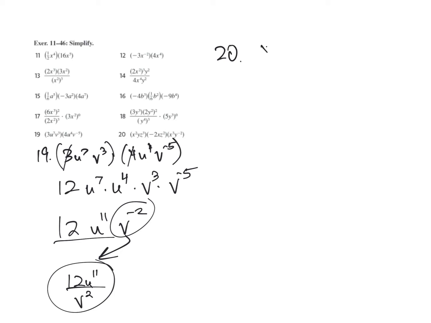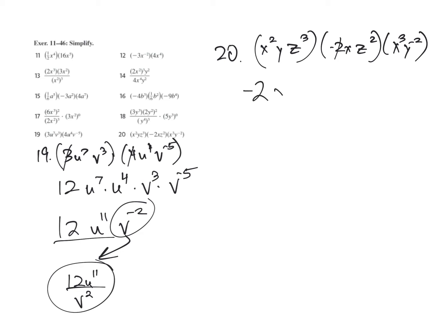Number 20 is x squared y z cubed. Nothing to do with that. Negative 2x squared and x cubed y to the negative 2. So no exponents on the parentheses. You don't need the parentheses. It's all multiplication, so let's rearrange everything. We have a negative 2, and now our x's. x squared times an x cubed. Make sure we get all those. Times a y to the negative 2 times z cubed times z squared, and that's all of those.